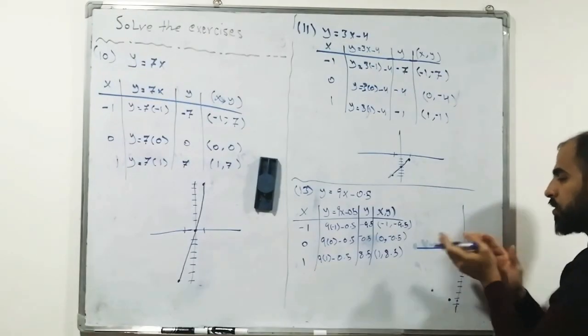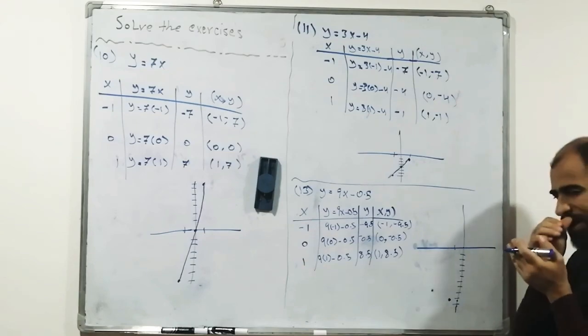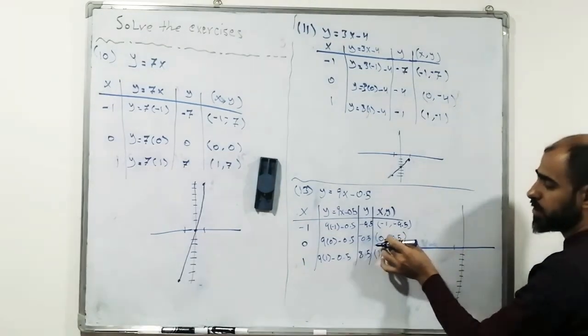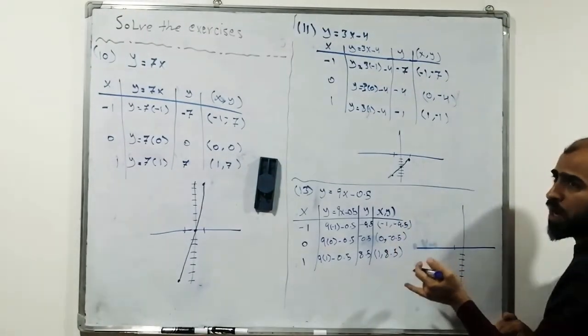x is 0, so we will go neither to the right nor to the left. And -0.5 for y, we go downward half a step.